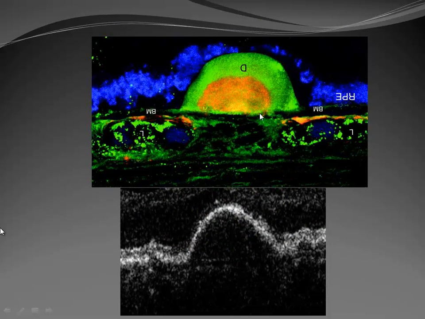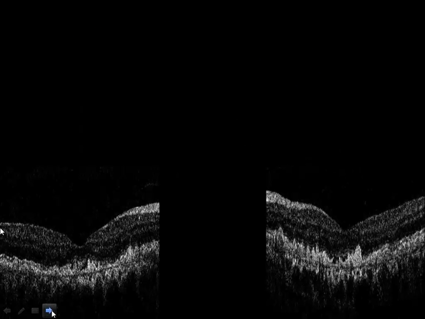So here's the druse, if you will, out of a donor eye. And here's the retinal pigment epithelium, which is over here. And then below it, here's Bruch's membrane. So these typically grow on Bruch's membrane and under the retinal pigment epithelium in the vast majority of cases.